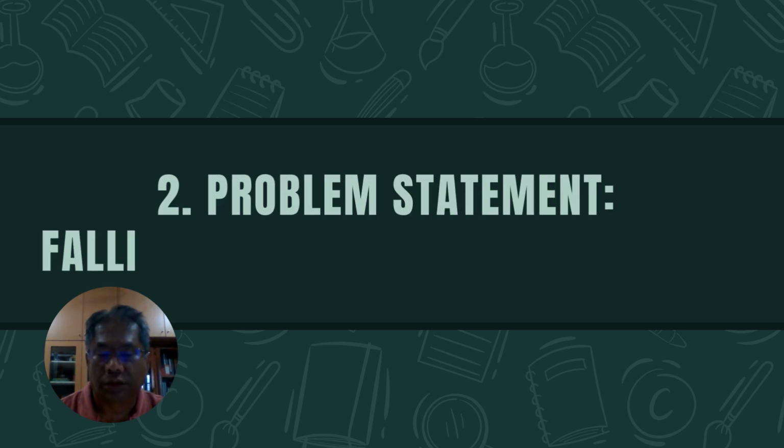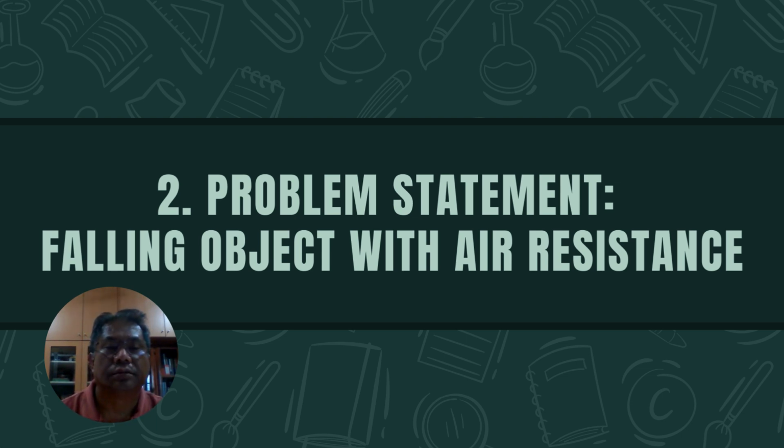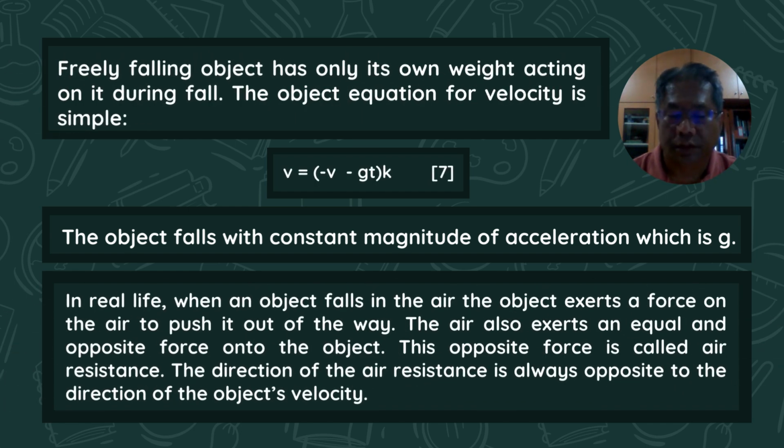Okay, so topic 2, problem statement: falling object with air resistance. A freely falling object has only its own weight acting on it during the fall. So weight is equal to mass times the gravitational acceleration, or W equals mg, where g is equal to 9.8 meters per second squared.